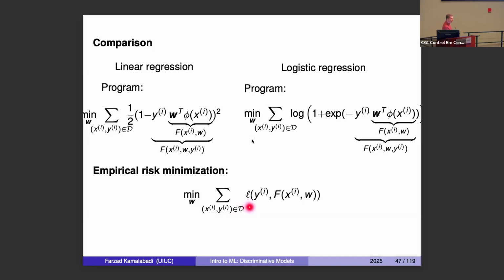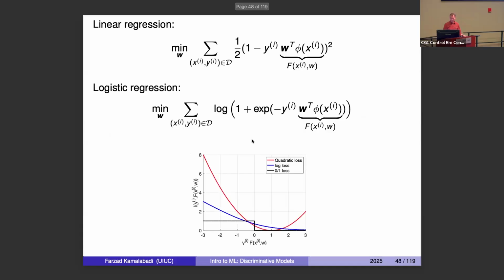And that difference, by the way, can be many different things. For example, it could just be the quadratic distance between these yi's, the labels, and the function of xi and w. And that's the example that I showed you for linear regression. So what do we do?